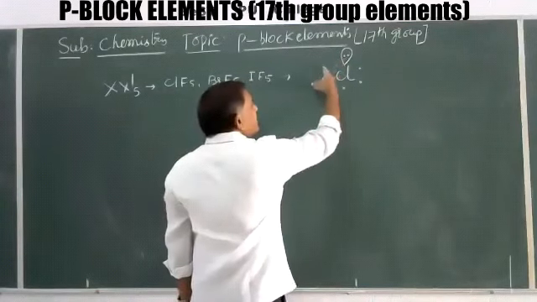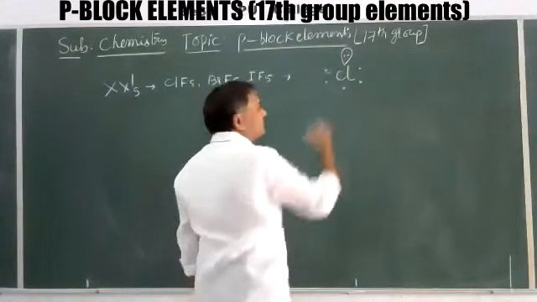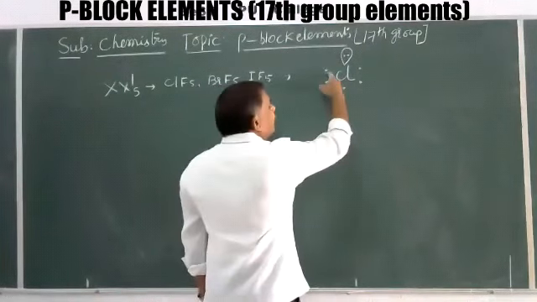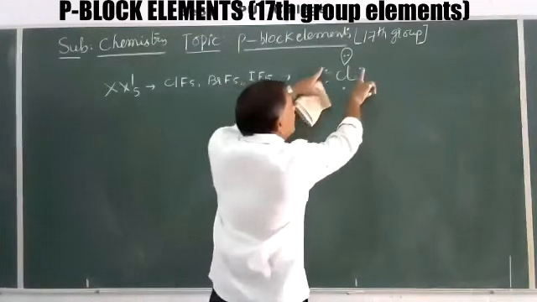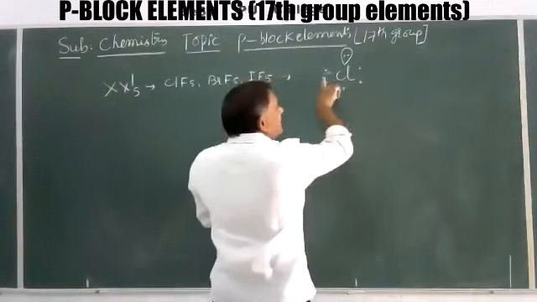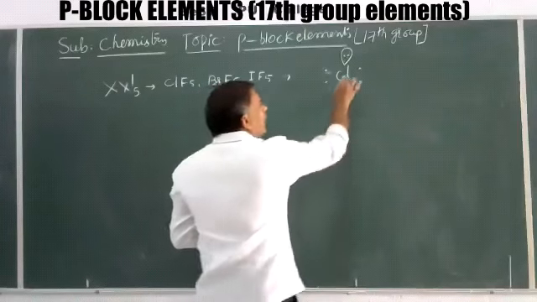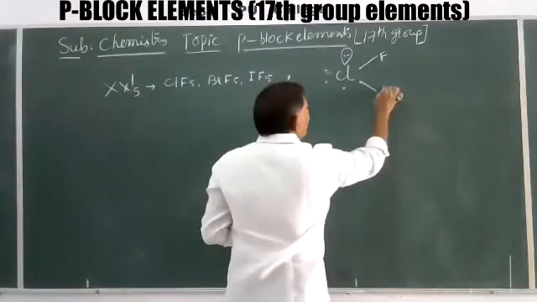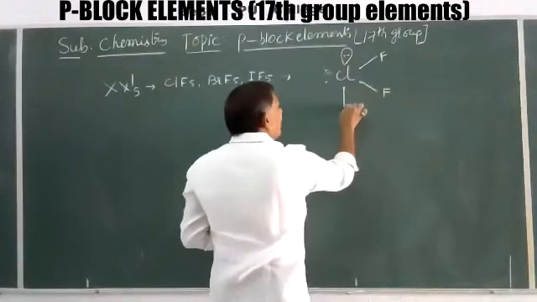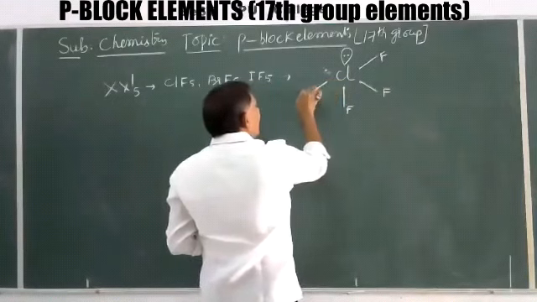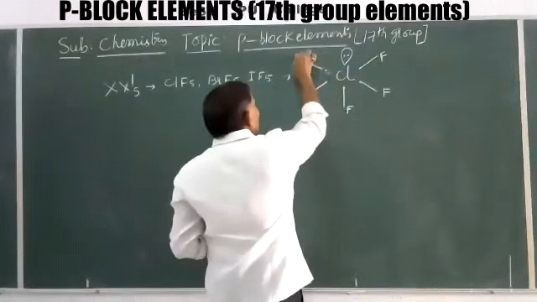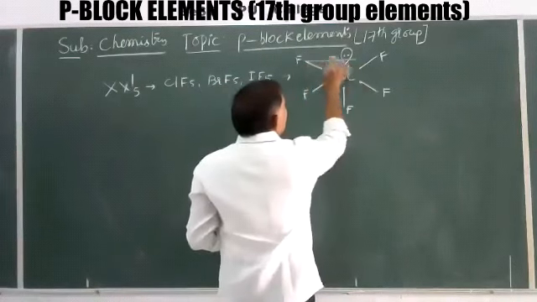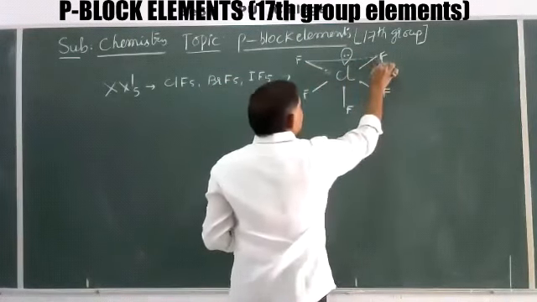Originally, this is one pair, this is one pair, this is one pair: 3 pairs and 1 unpaired. But here 5 sigma bonds are required. That's why these 2 are excited: first excitation, second excitation. Now, with this chlorine, 1 fluorine atom is here, and here it is fluorine, and here it is fluorine. It creates a structure like this.